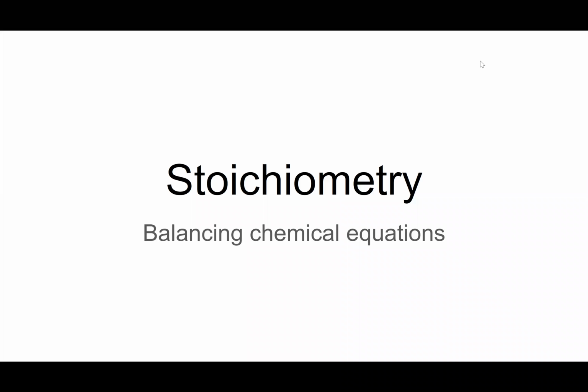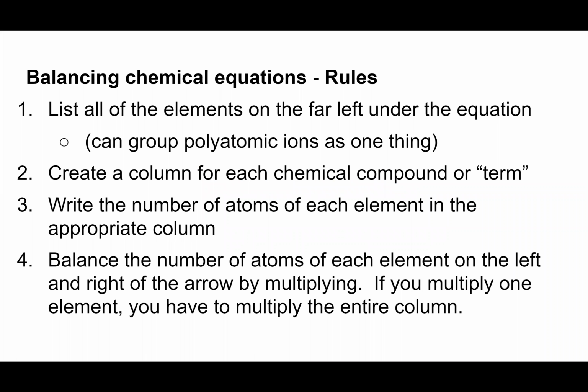So I wanted to do a video on how to balance chemical equations, which is also part of stoichiometry. In order to balance chemical equations, you first should list all of the elements on the far left side under the equation. You can group polyatomic ions as one thing. I'll show you an example.